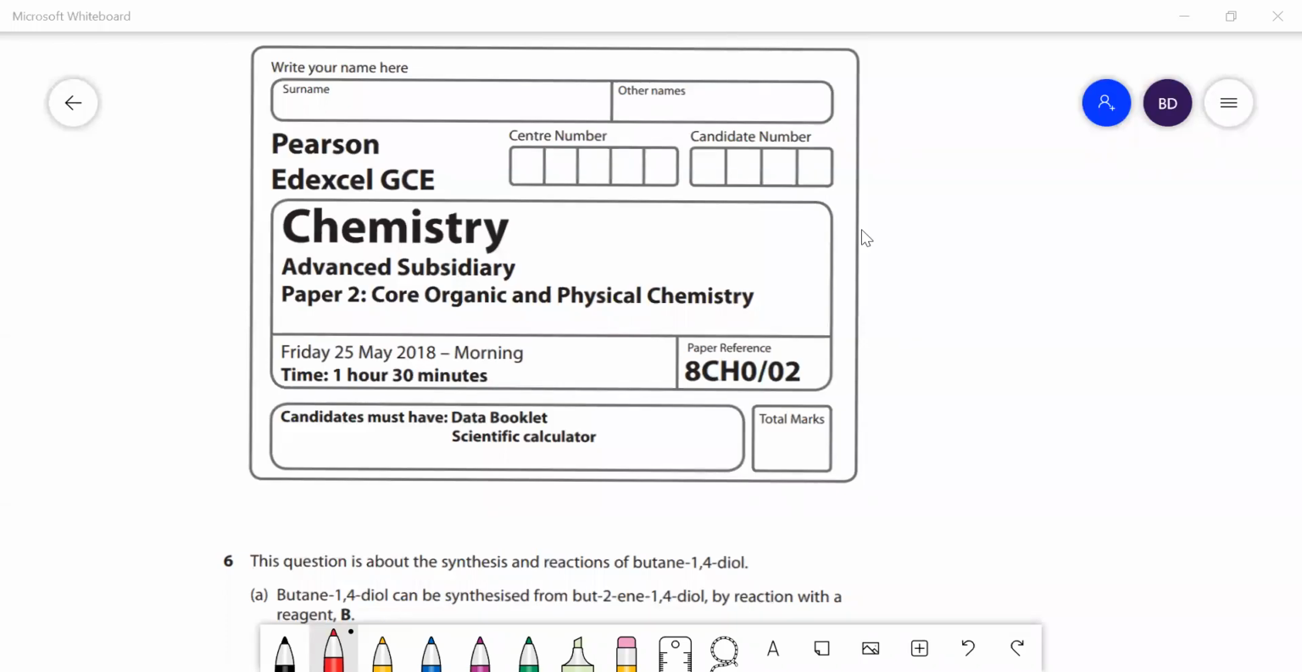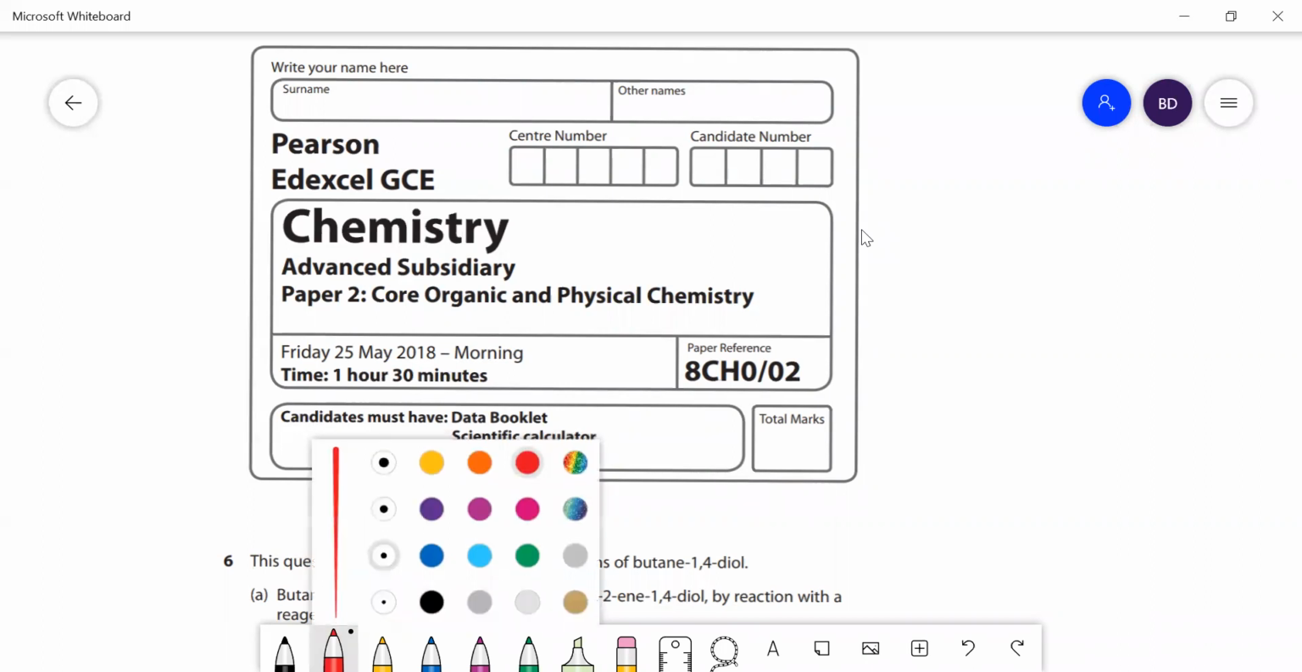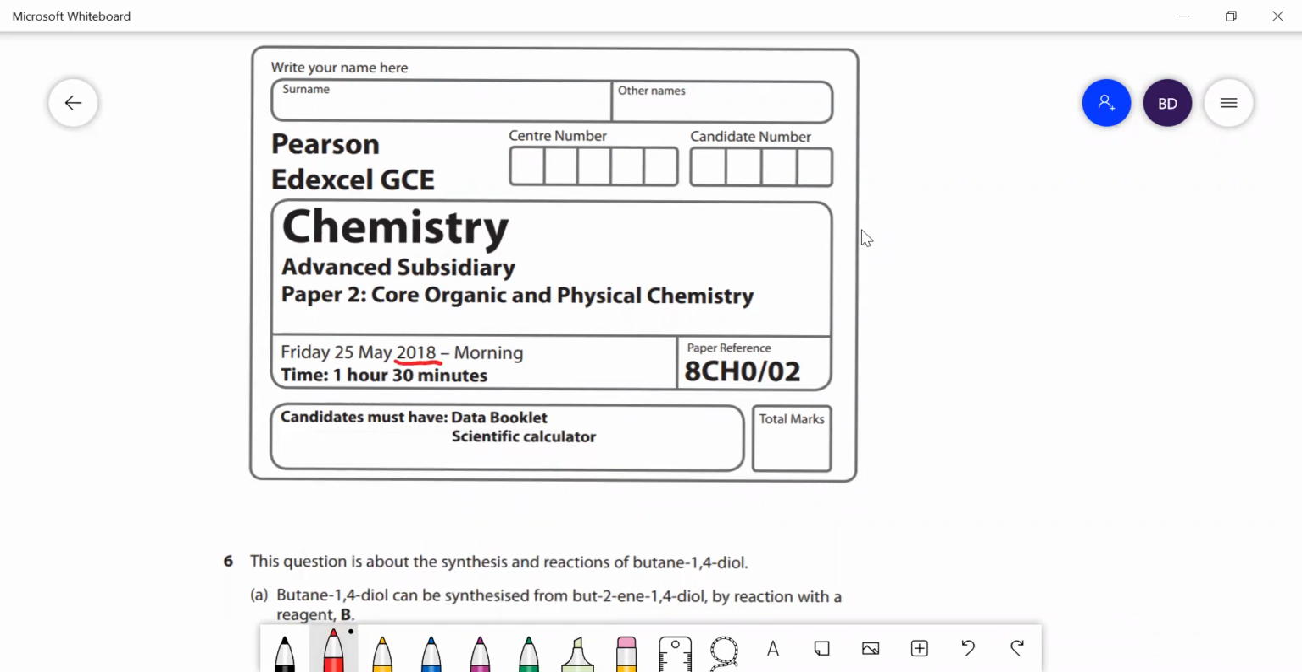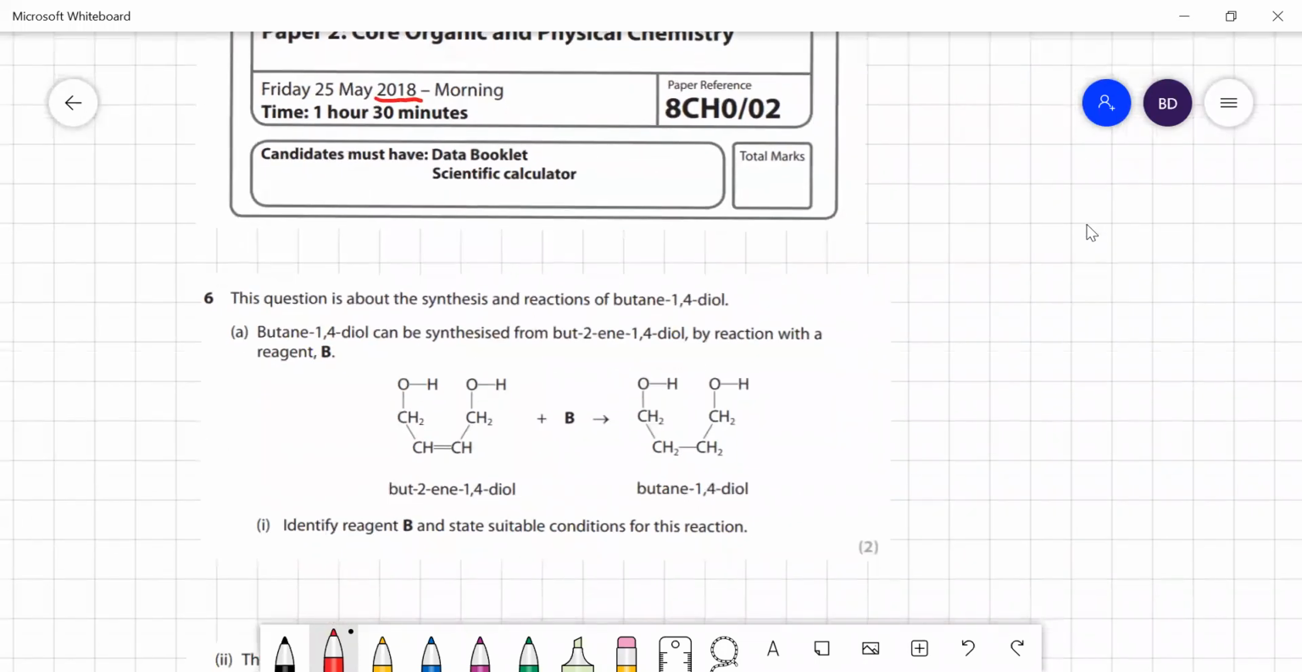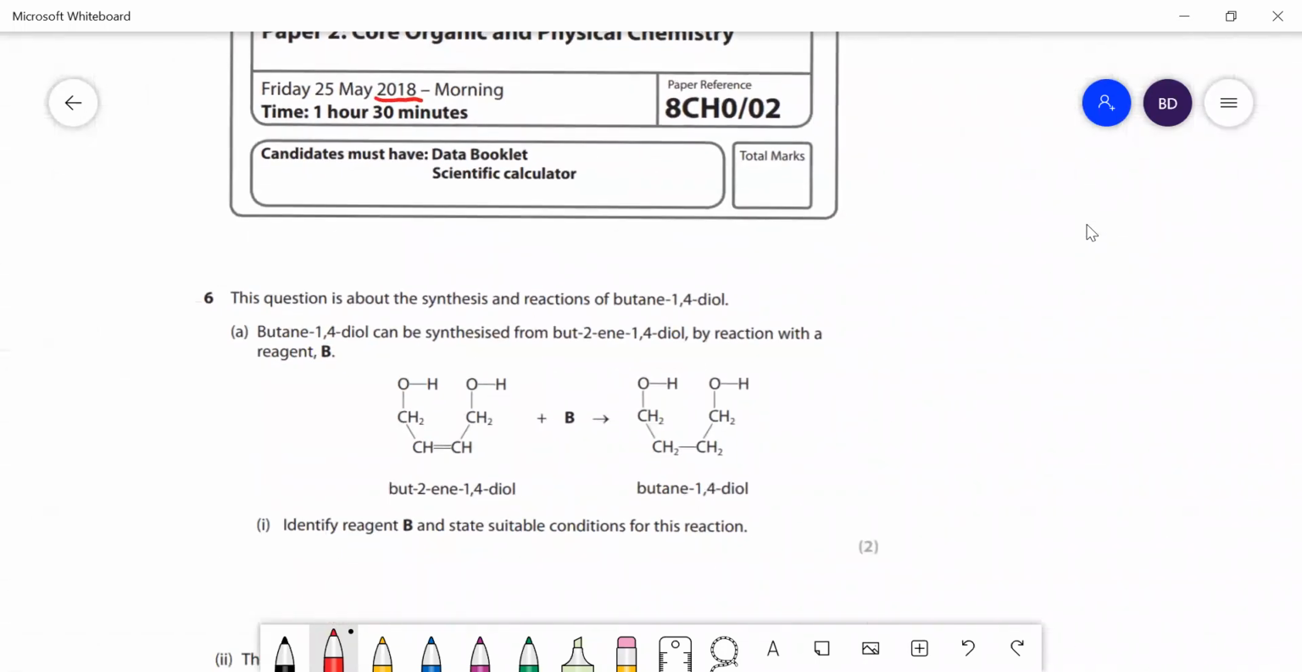Okay, in this video, I'm going to go through Edexcel AS Chemistry, paper 2, which is the 2018 paper, and I'm going to do the second half of this paper. I've done the first half in an earlier video. Okay, question 6 then. The question is about the synthesis and reactions of butane-1,4-diol.